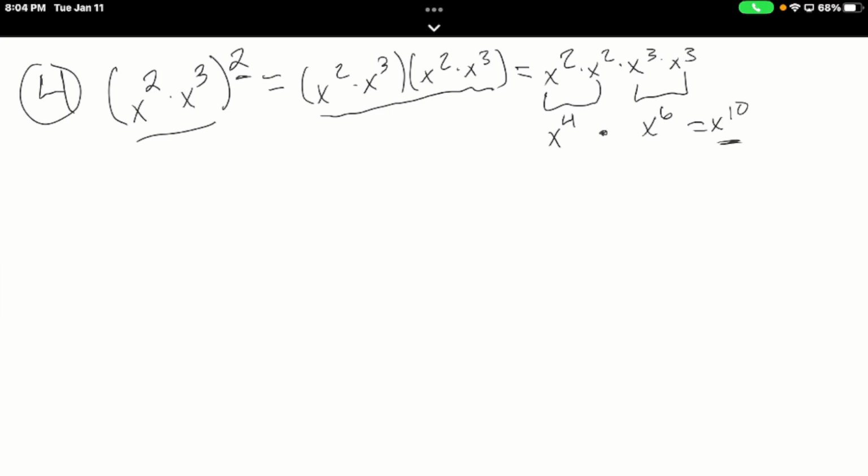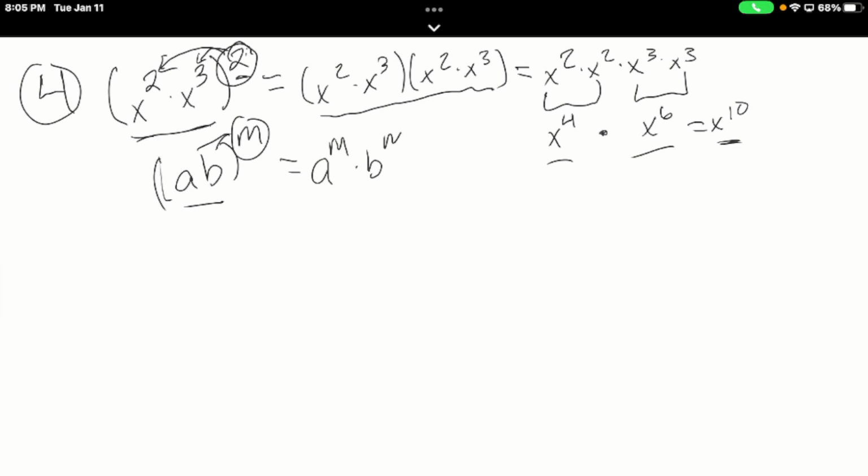I'm not focused on this part really as I am what happened here. The reason why I put these pairs together is because this is the same exact thing as me taking this 2 from my original part and distributing that 2 into each power. So that's what the fourth property says. It says if you've got something like 2 things multiplying together inside a parentheses, which in this case was x squared and x cubed, I'll just say a and b, and you're raising it to something, you can take that exponent and distribute it into the powers. So this is the same thing as a to the m times b to the m. That is the fourth property.